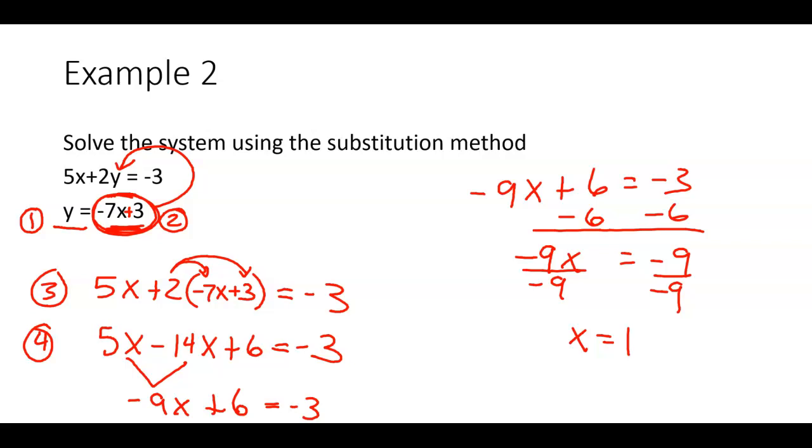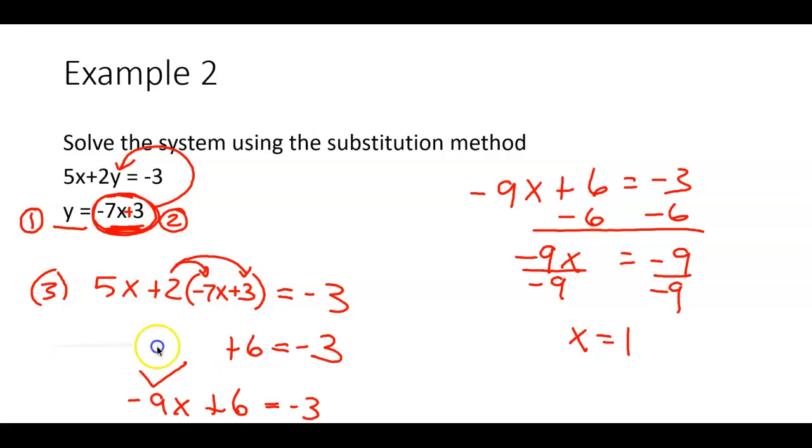So the thing is, we need to find y. Remember, a system of equations has two letters. We need to find both. I only found one. So that's the last step. So would you read that to me, Denise? What's the last step say? Plug your answer in to find the other variable.